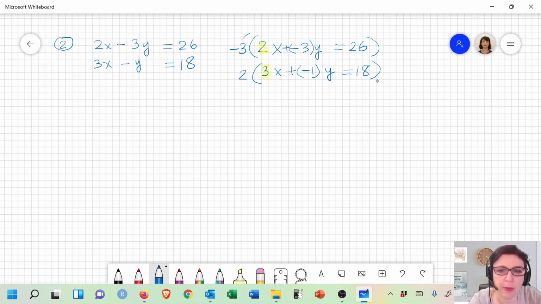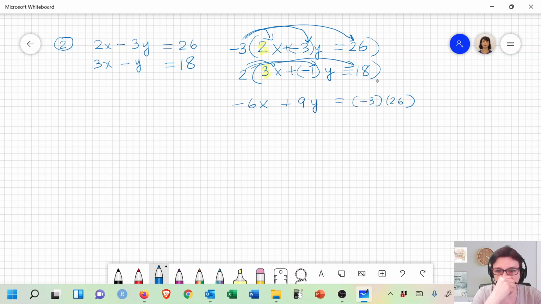Why? Because when I multiply it like this, what do I get? What is it that I achieve? So I would get -6x, then -3 times -3y gives me +9y equals, again, whatever -3 times 26 is, you can use a calculator, that's not the point. I just want to show you what would happen. This will be +6x minus 2y, or plus -2y, equals 36. Now, when you add them up, the x terms are going to cancel.